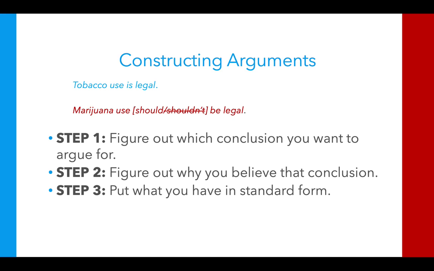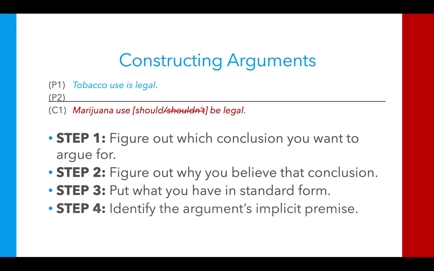So let's put what I have in standard form. Okay, I have the premises in. I want to identify the implicit premise. So tobacco use is legal. I'll call that T. My conclusion is M. How do I get from T to M? Well, I just get a premise that says T arrow M. That's what I'm looking for. So if T, then M. If tobacco use is legal, then marijuana use should be legal. Okay, there, I've identified my implicit premise.